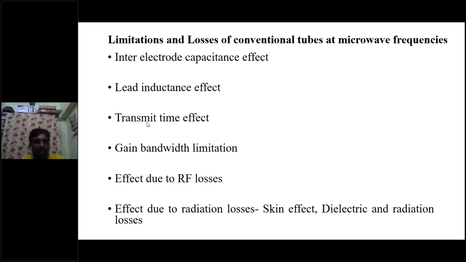This is one of the questions asked in Part A, either as a 2 marks or 3 marks question. Most of the time you can observe it in your previous question papers. Write the limitations and losses of conventional tubes, or write any 3 or 4 limitations and losses of conventional tubes at microwave frequencies. We can expect 100% that they ask from this part. You learn the 5 or 6 limitations there are, but they can ask any 2 or 3. If you learn any 2 or 3, you can write the Part A question.